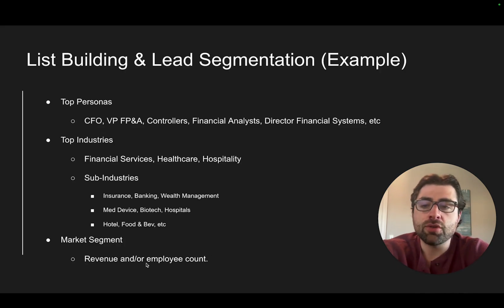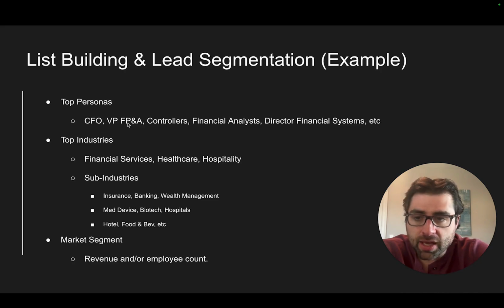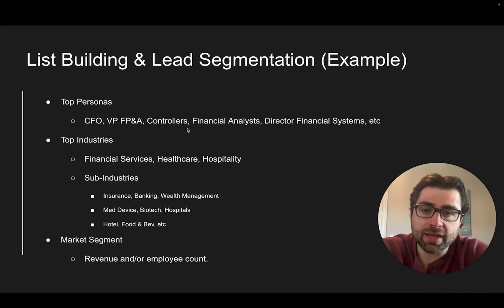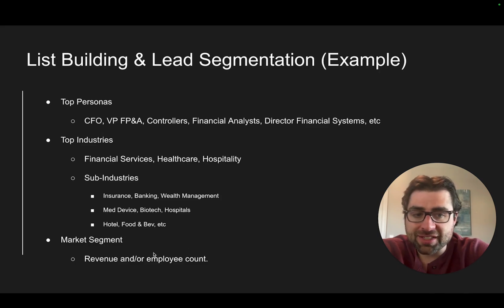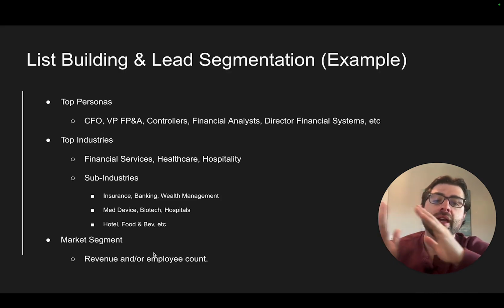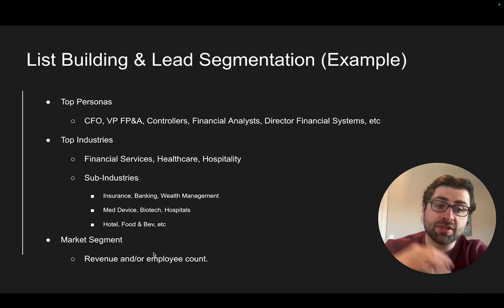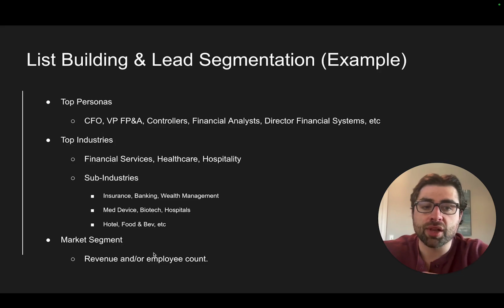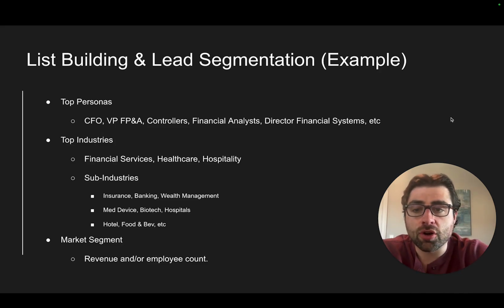So you can make lists of VPs of FP&A that work in the financial services industry, or VPs of FP&A that work in the insurance space, controllers that work in banking, financial analysts that work at hospitals, or controllers that work in insurance with an employee count less than 300. You can really get as granular as you want, but this is how we can make a ton of lists, batch them together so that we can make one template that's highly targeted for all of these people.